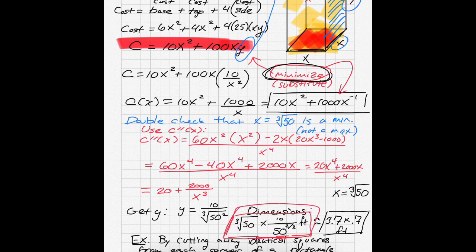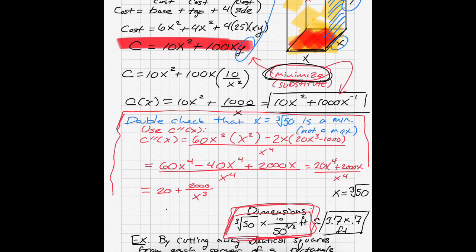Okay, so here was the actual answer to the question, right? So make sure you got that part. But then again, what I'm doing here is I'm just double checking that that x value actually gives me a min as opposed to a max. And I'm doing that using the second derivative test.